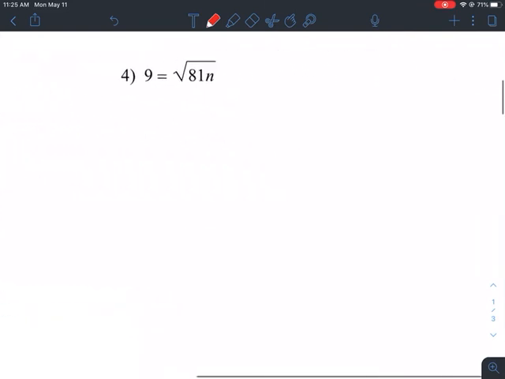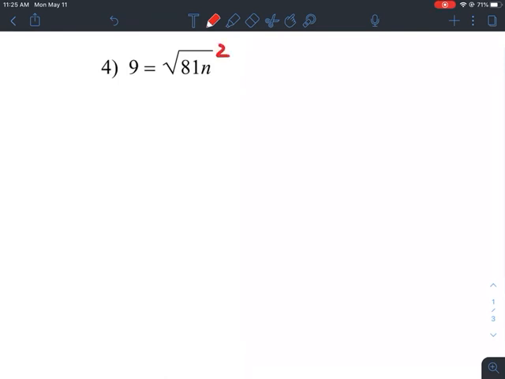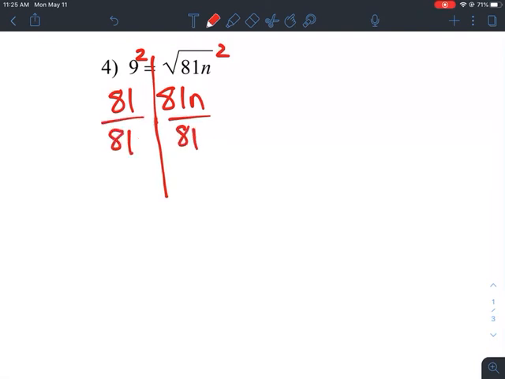And then last one, just one more. This one doesn't have any numbers on the outside, so all I have to do is square both sides. 9 squared is 81. Here, the squared and the square root cancel each other out. So to get n by itself, I just have to divide, and I get n equals 1. And there you go, because any number divided by itself is 1.